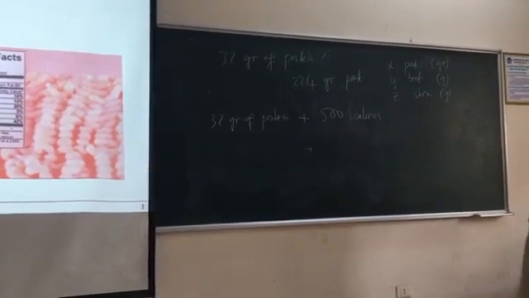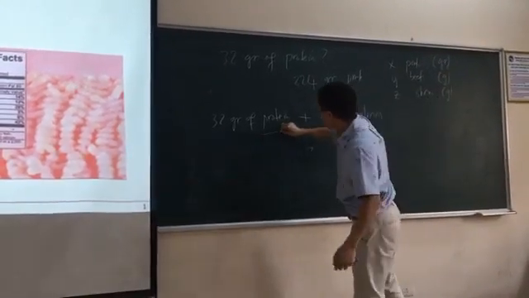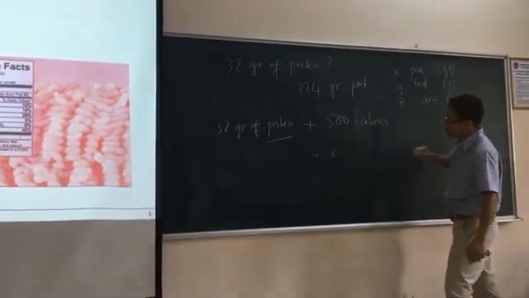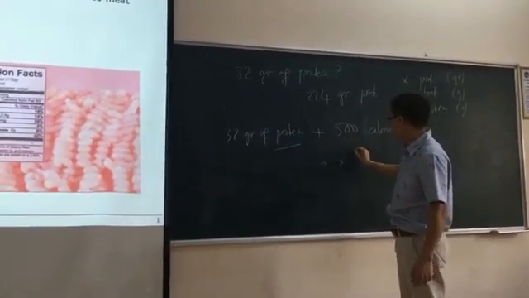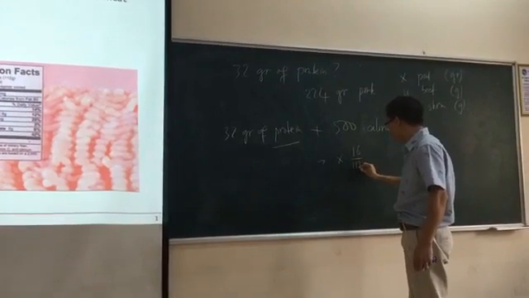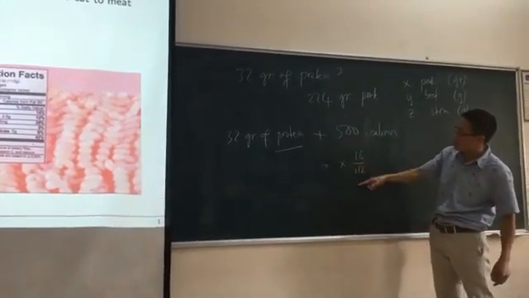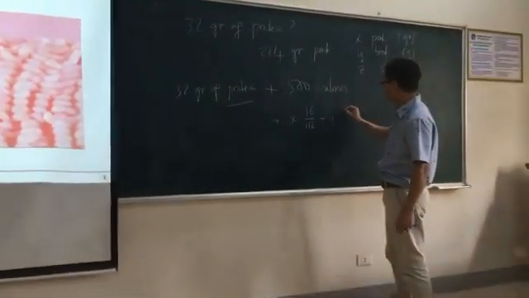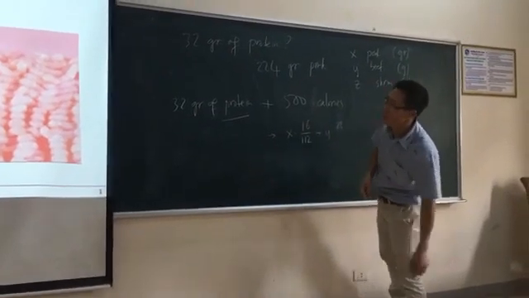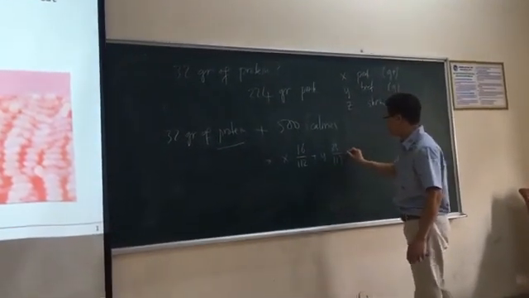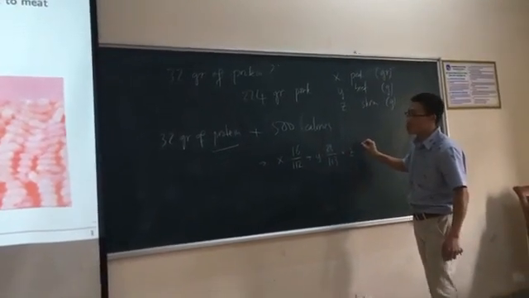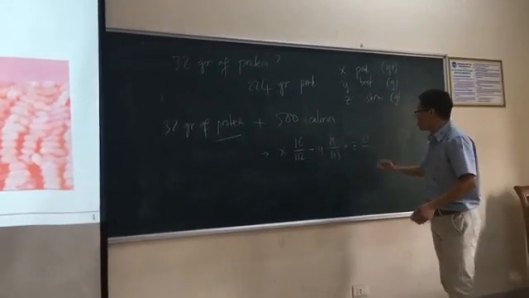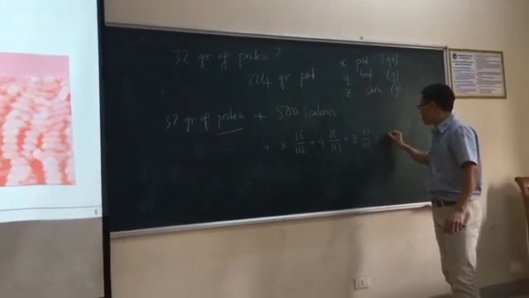We have two equations. So for the protein, pork is what? X times, so each gram of pork has 16 over 112. This is the amount of protein in each gram of pork, right? Plus Y times 23 over 113, plus Z times 21 over 112 equals 32, right?